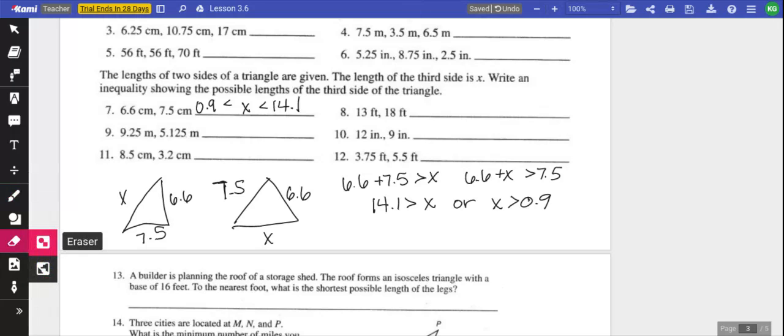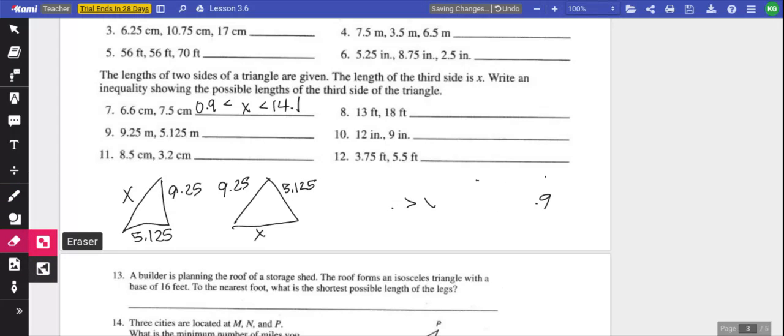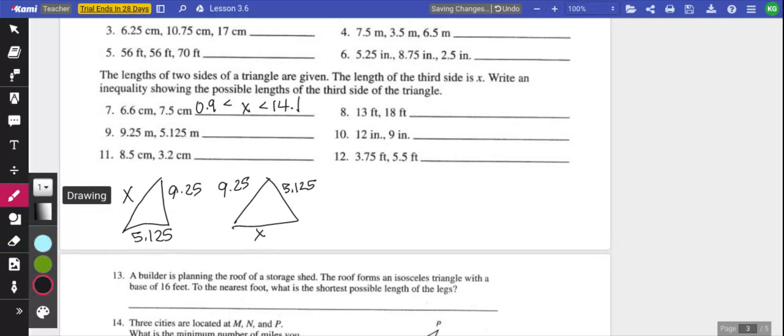Same process here for number 9. Two options: either x is the longest side and 9.25 and 5.125 are the smaller ones, or 9.25 is the largest and 5.125 and x are the smaller ones. So I set it up as x, the first one is that it's the biggest. So 9.25 and 5.125 are greater than x.